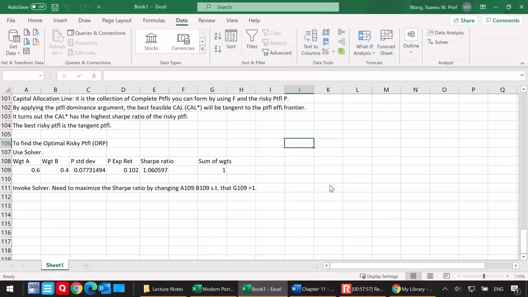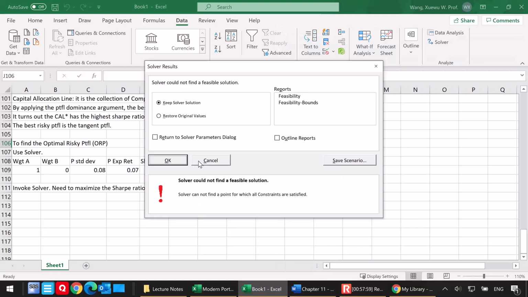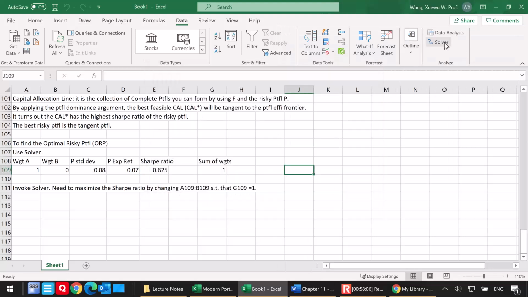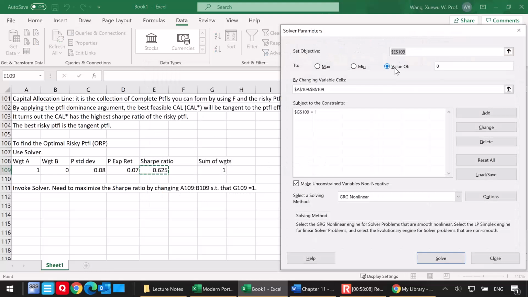So click solve. Oops, Solver says it can't find a solution here. There might be something wrong. Let me get back and look at our setup one more time. I think I actually need to maximize this. I don't know why it's taking me to the value of 0. So I need to maximize the Sharpe ratio, and I need to check the constraint and my changing variable. All right, that is good.